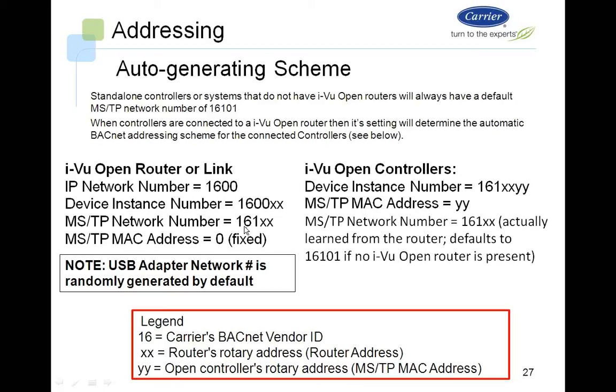One way to look at this is the 16 is derived from Carrier's BACnet vendor ID. Every manufacturer of BACnet equipment has their own vendor ID. Carrier's is 16, and that's what we're using to generate these numbers. It's not something that's set in stone. It's not necessarily a standard. It's a common practice across the BACnet community, but is not a requirement.